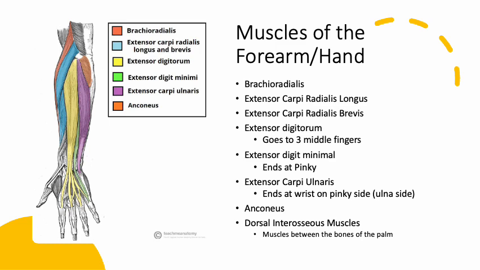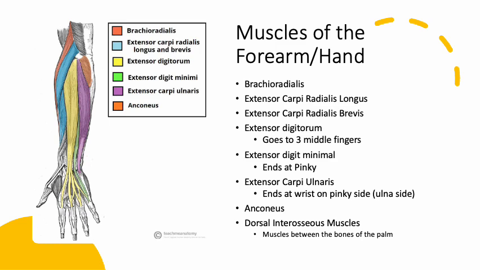The extensor digiti minimi. This is the one that goes to the minimal digit, or the tiniest digit, which would be your pinky finger. So that is going to be the green one. It's kind of buried, but it does come out and attach to the pinky finger, and you can see that in this picture. Then there's the extensor carpi ulnaris.